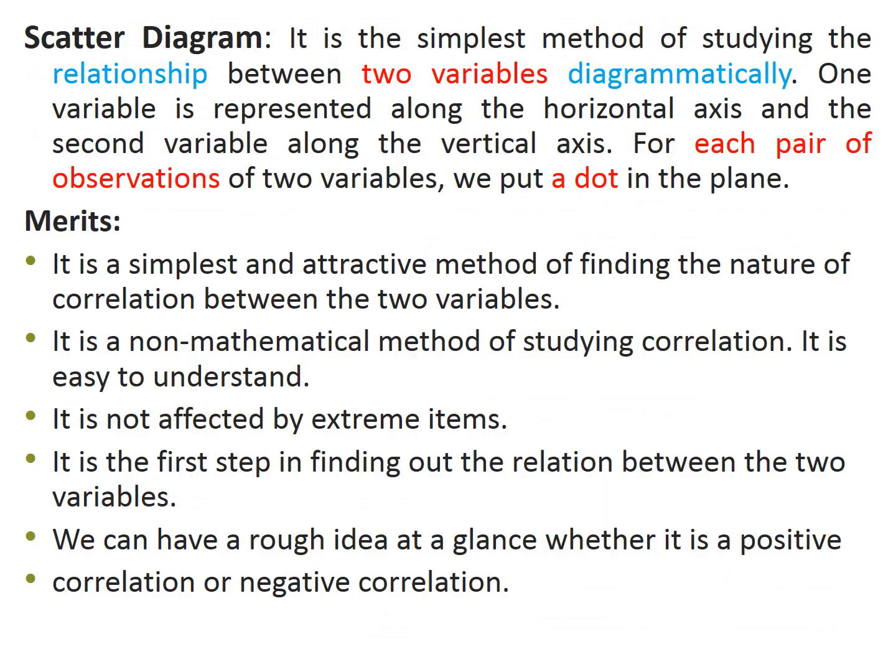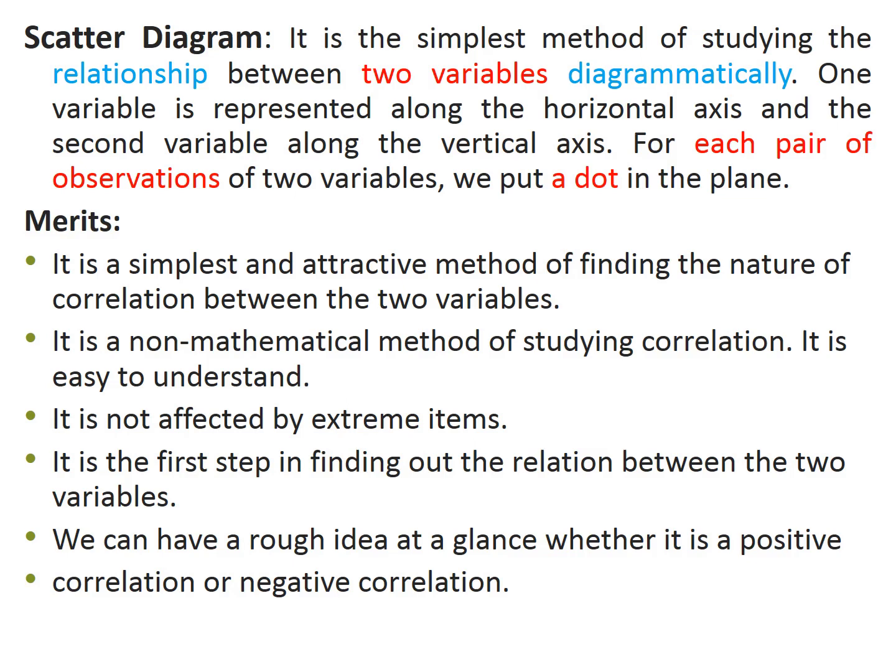Scatter diagram. This is a graphical method to study correlation. It is the simplest method of studying correlation between two variables diagrammatically, where one variable is represented along the horizontal axis and the second variable along the vertical axis. For each pair of observations of the two variables, we put a dot in the plane.